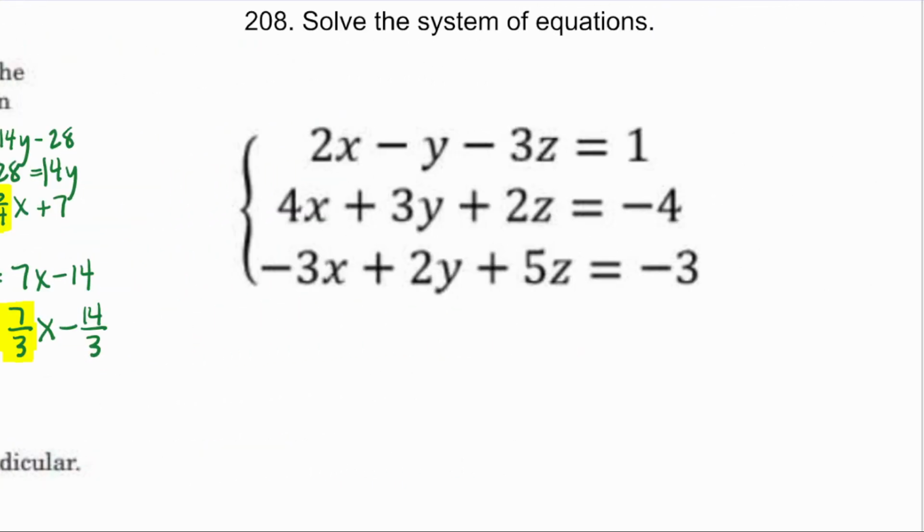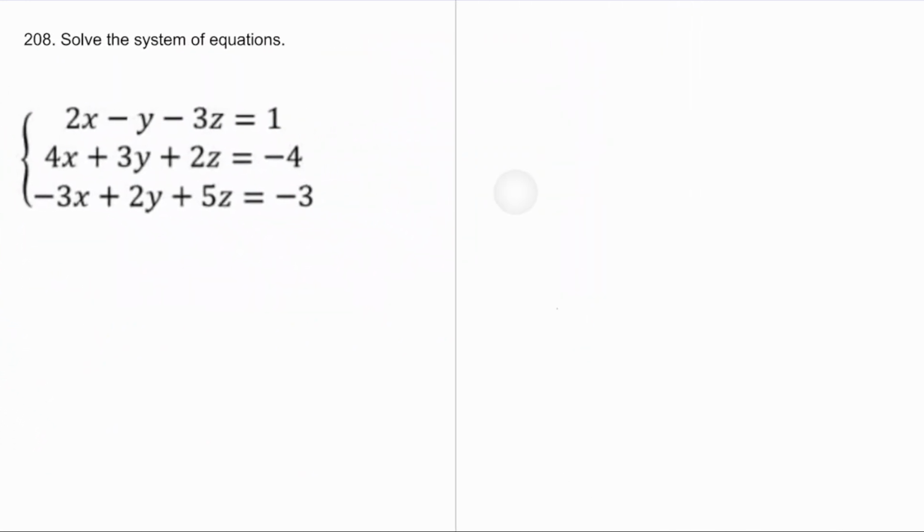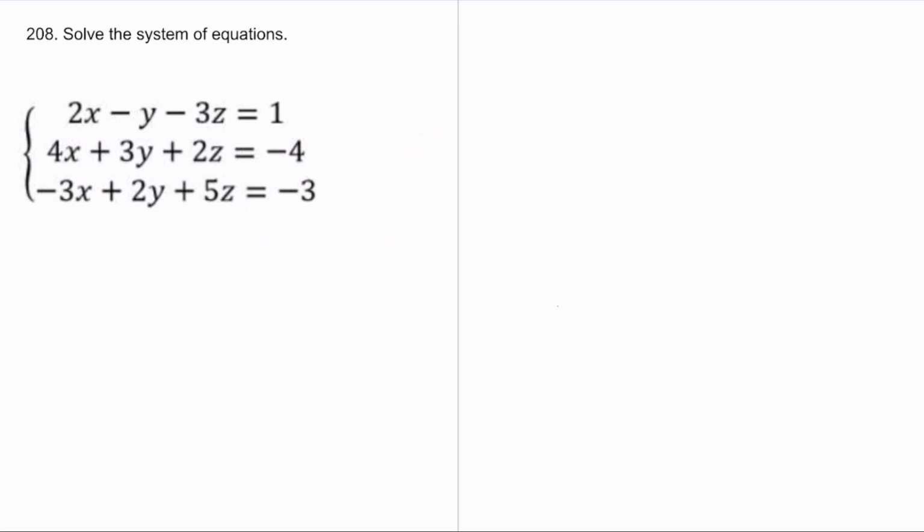Then number 208, okay, I had to have one of these on here because this was something we spent a lot of time practicing and took a lot of time and energy to solve, these 3x3 systems. So we're going to do one right here. And I think my strategy is I'm going to use this negative y to basically eliminate y.